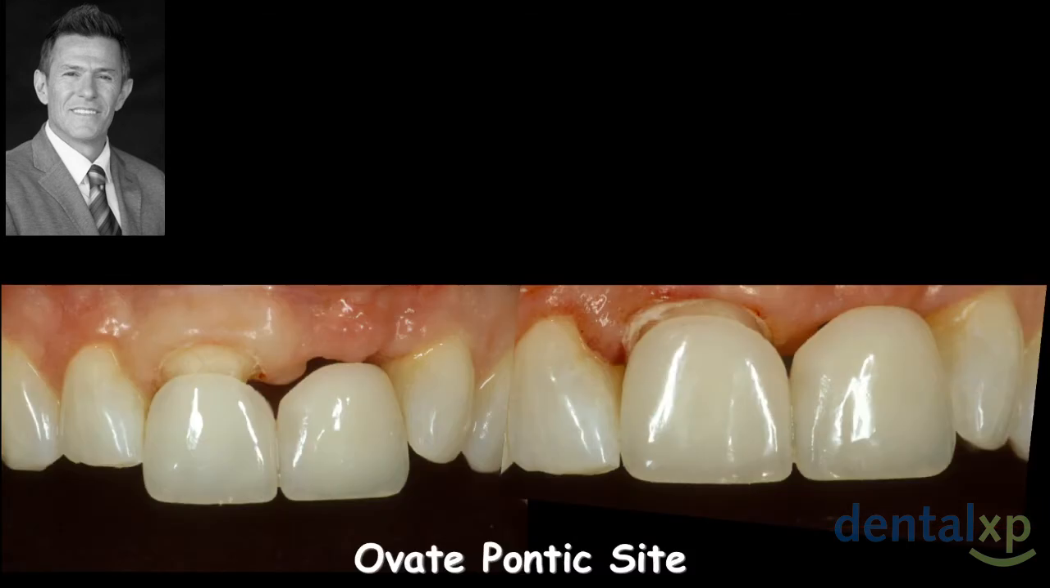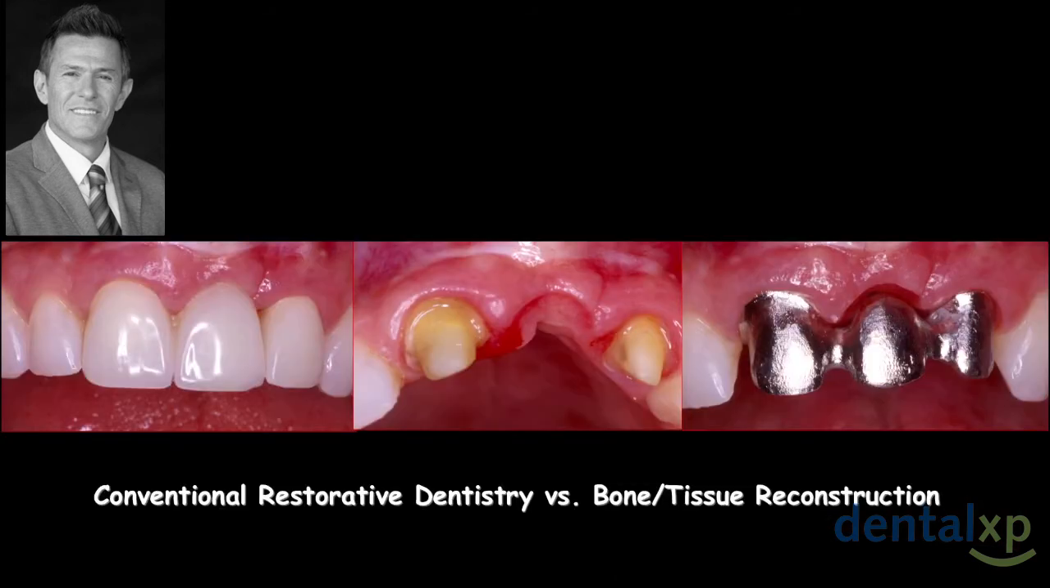David went ahead, prepped the teeth, created an ovate pontic, trying to see if he can shape that tissue. I think she was very happy. He was able to do a very nice job just with a little bit of gingivectomy on the right central, trying to recapture some normal contours. And this is what the area looked like. This is at 9 months.